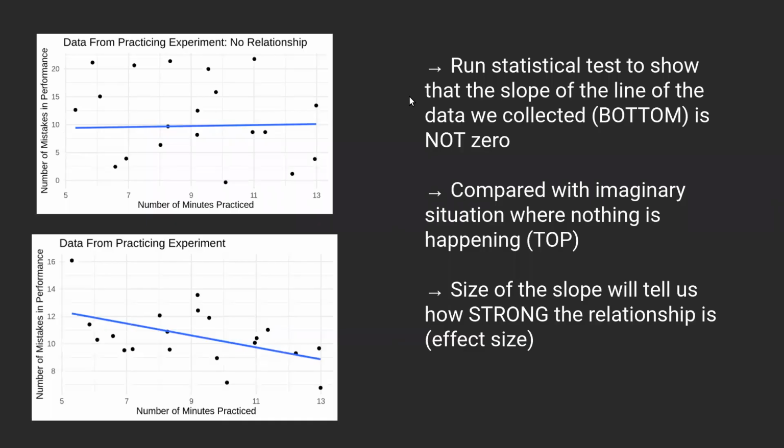All right, great. So we're getting almost to our break here. I know it's a lot. And then we'll get to this. Essentially what we're going to want to do is run a statistical test to show that the slope of the line of the data that we collected in our experiment, shown on the bottom, is not 0. This is compared with this imaginary situation where nothing is happening, shown on the top. And it's important to note that the size of the slope, or its magnitude, will tell us how strong the relationship is. And this is referred to as the effect size.